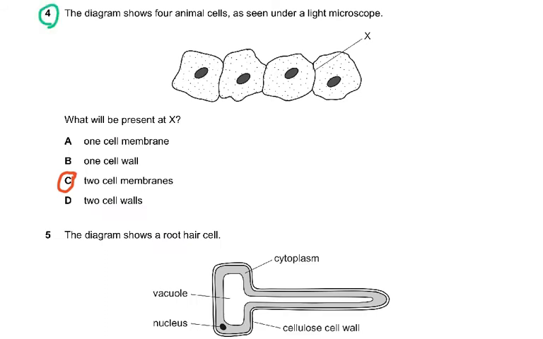The diagram shows 4 animal cells as seen under the light microscope. What will be present at X? There will be 2 cell membranes. It can't be the cell wall because it's animal cells. So it can't have a cell wall, can't have 1 cell membrane, it will be 2 cell membranes. It can't have 2 cell walls. So the answer was 2 cell membranes.